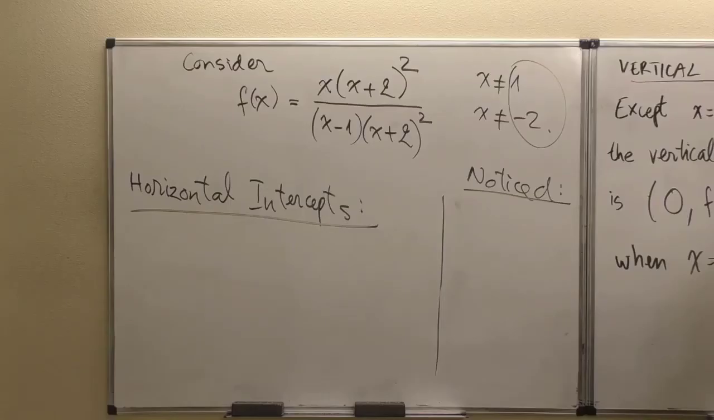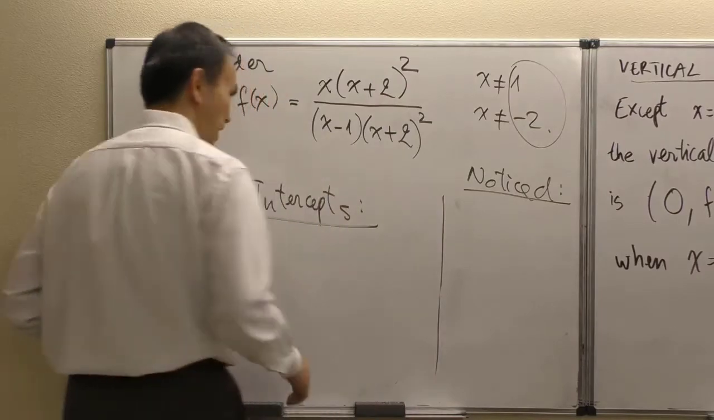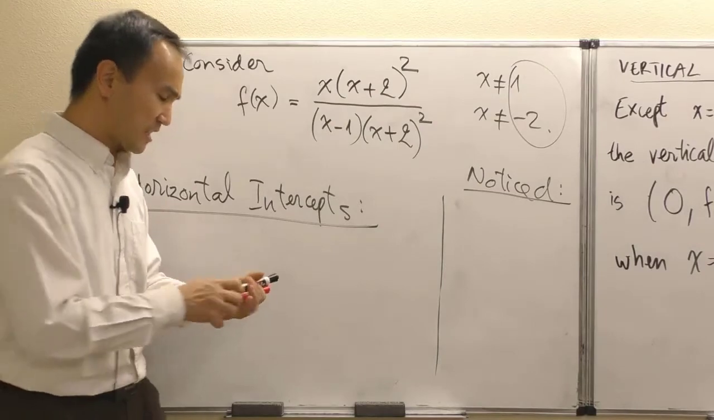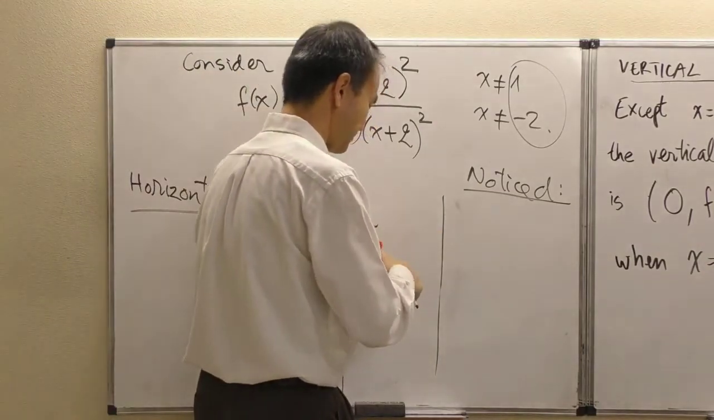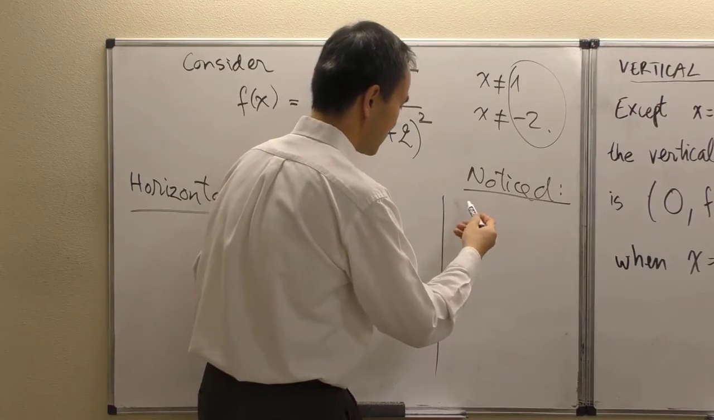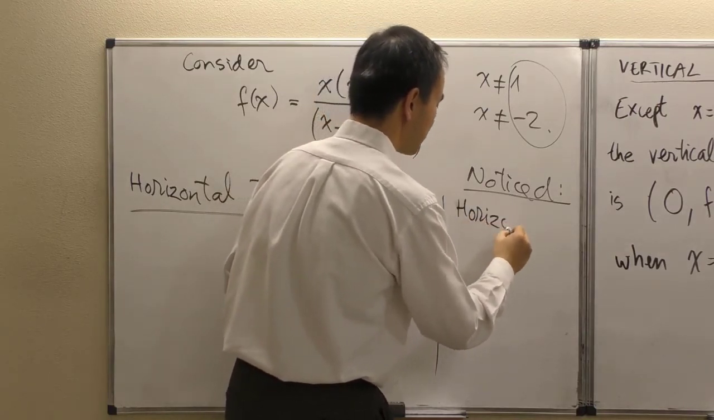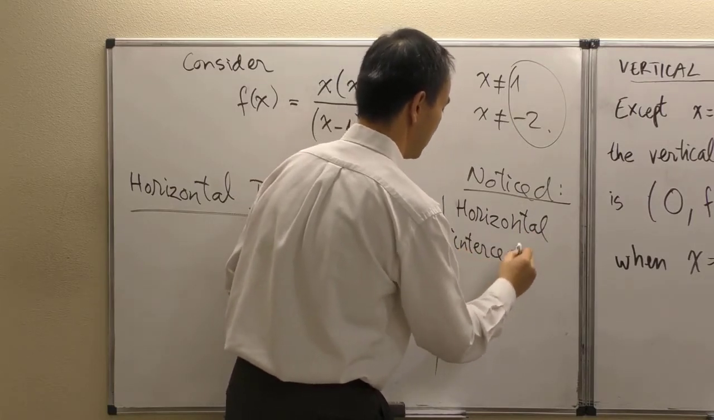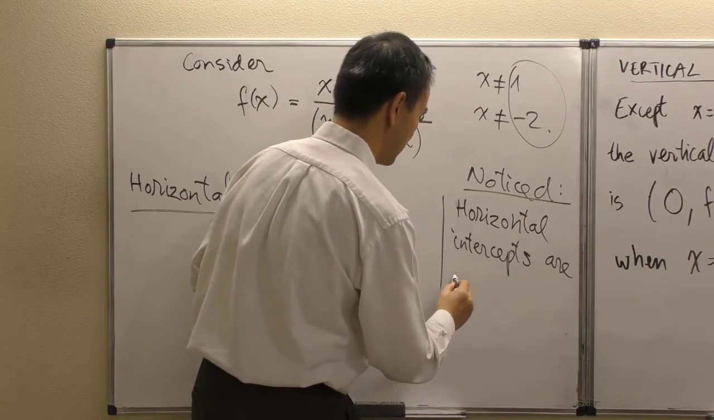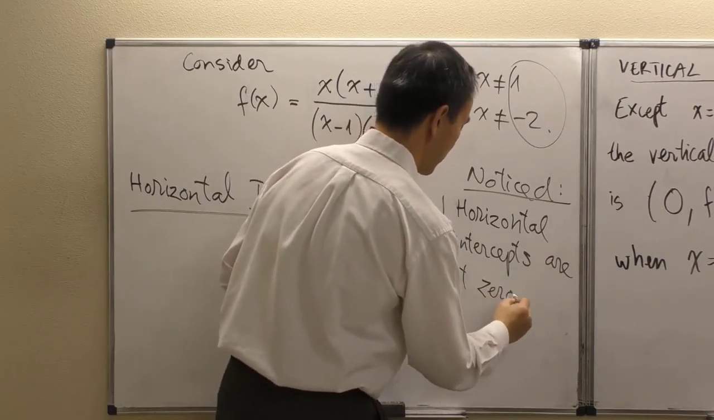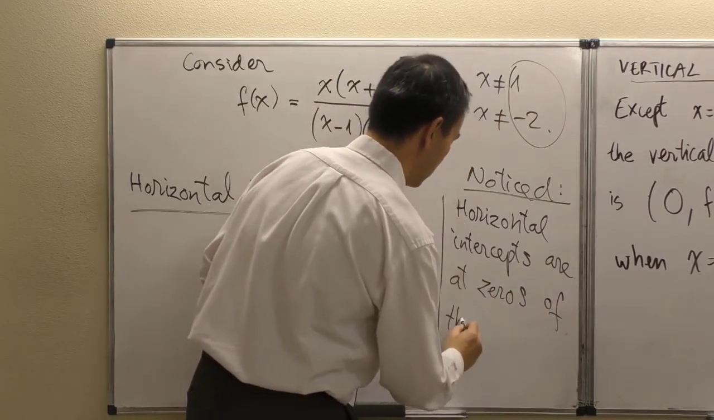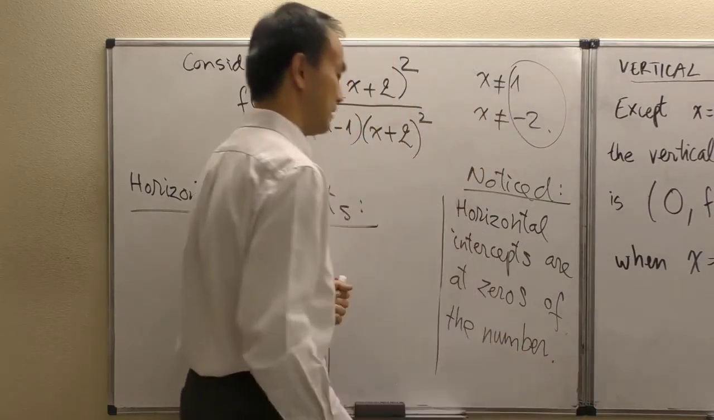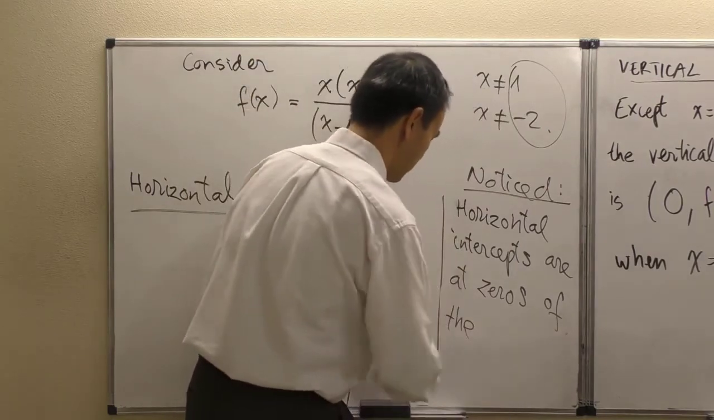Now I need to bring back the observation we had in the earlier demonstration problem. We noticed that horizontal intercepts are at zeros of the numerator. This is the observation we made after the first demo problem.